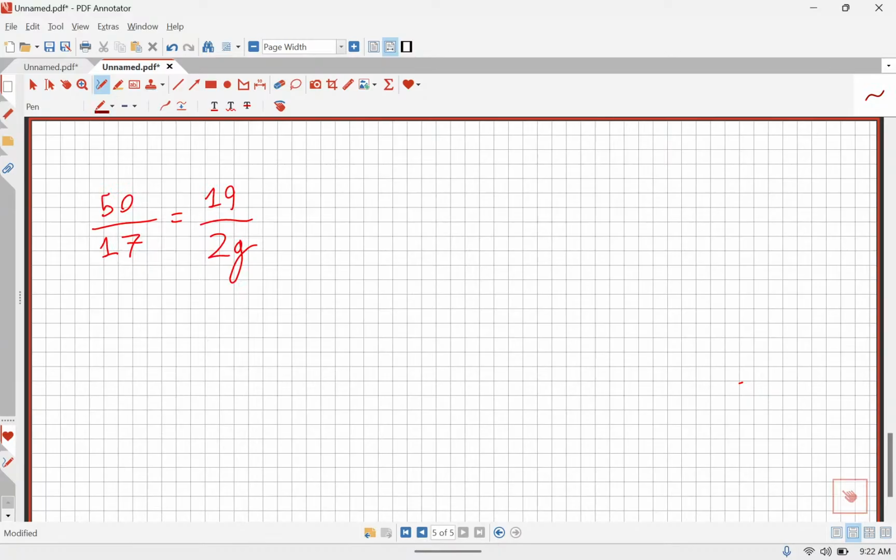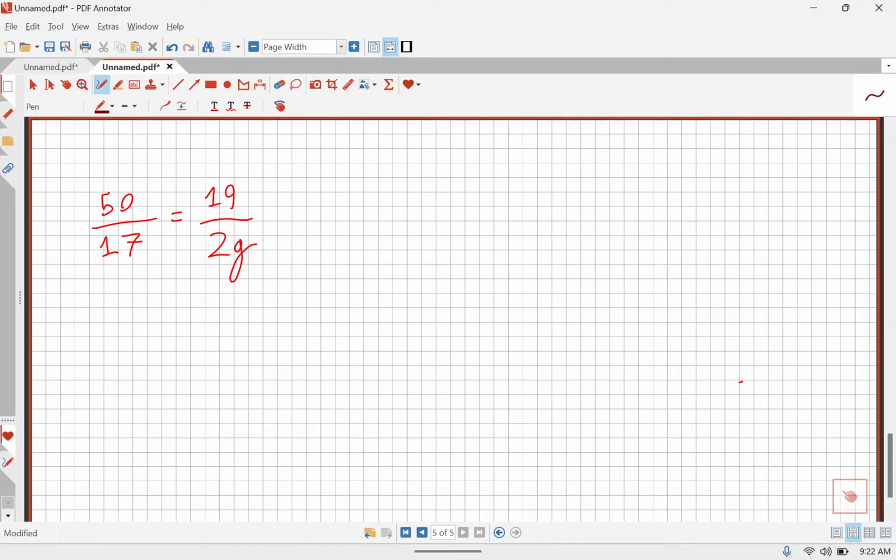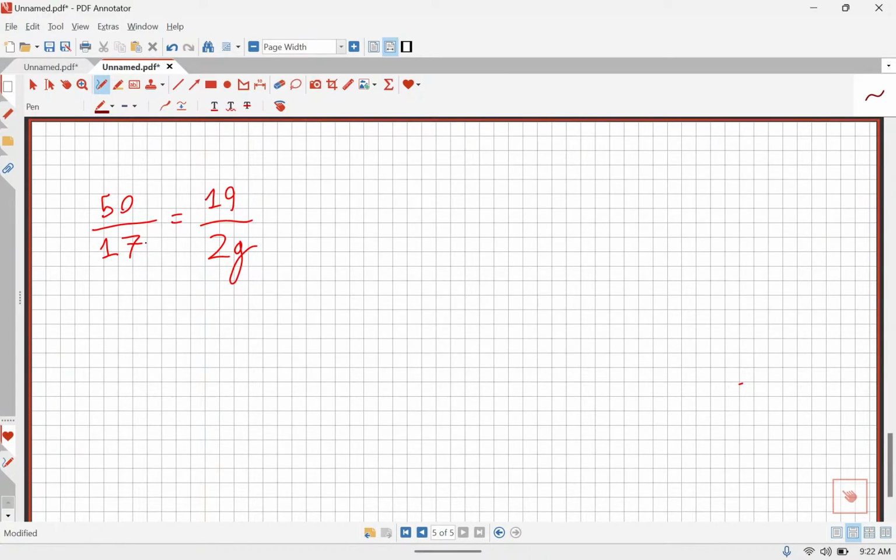I recommend doing cross multiplication on this one. I know that's a shortcut. Really what's happening is we're multiplying both sides by 17 and by 2g. So here's what we would do. We would do this. We would do this. River, what is 17 times 19? No, punch that in your calculator.